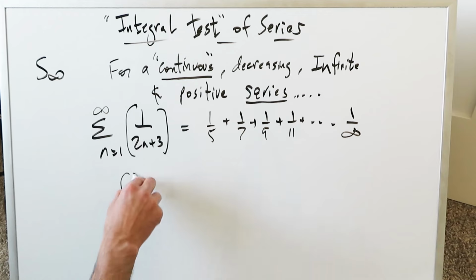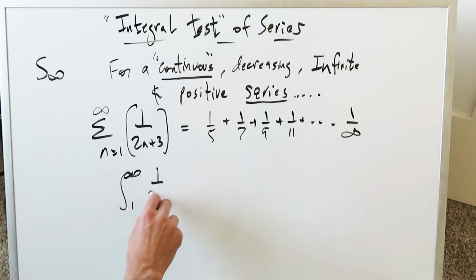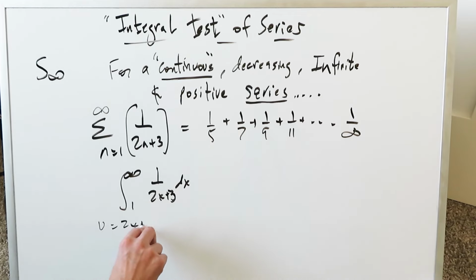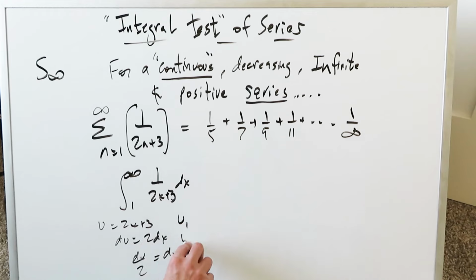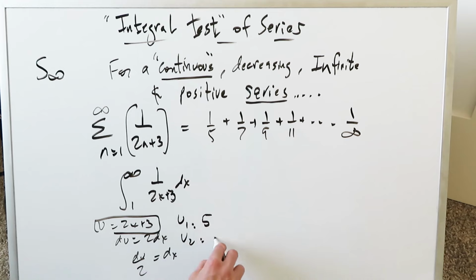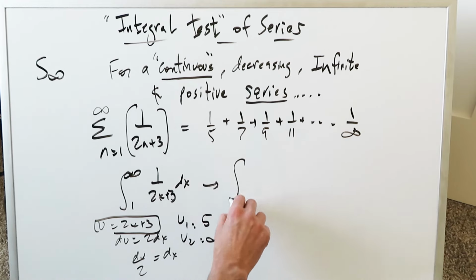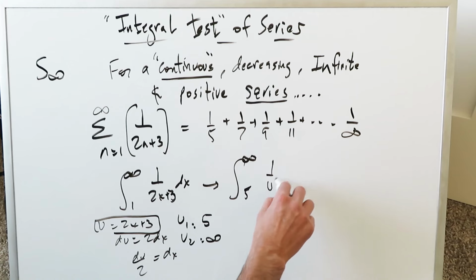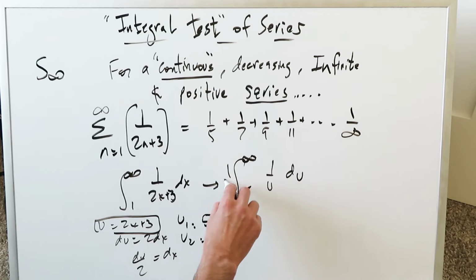Well, think of it in terms of this. You're doing this evaluation: the integral of 1 over 2x plus 3 dx. You can use a u substitution. u is equal to 2x plus 3, and then du is equal to 2 dx, and dx is equal to du over 2. You have u1 and u2 coming into play. Here u1 is 5 and u2 will be infinity. So suddenly your integral becomes 5 up to infinity, an improper type 1 integral, 1 over u du, and then 1 over 2.